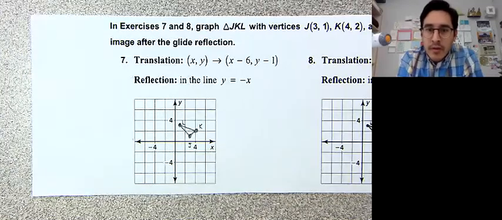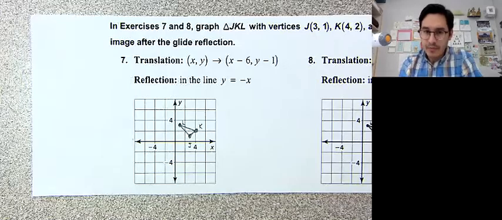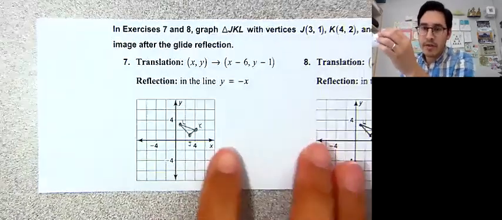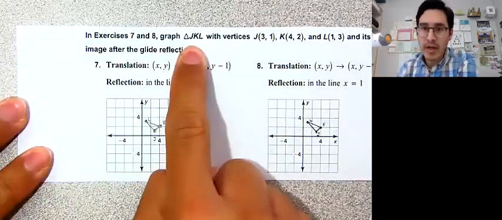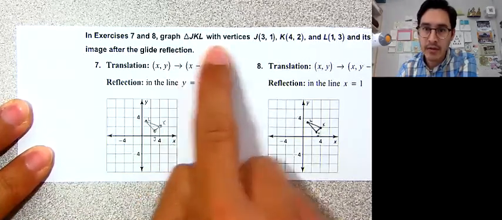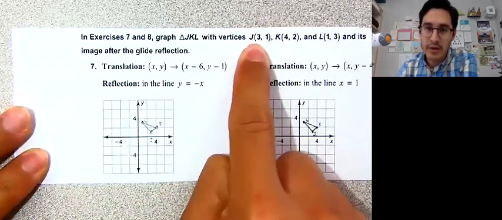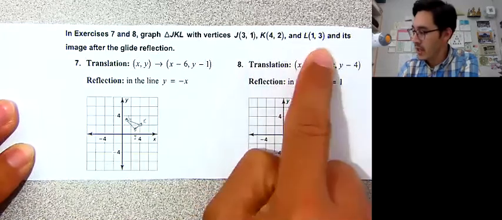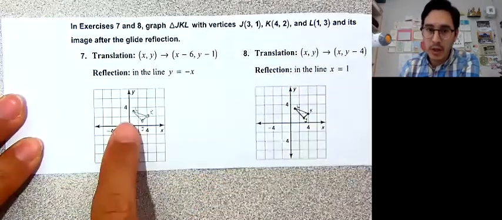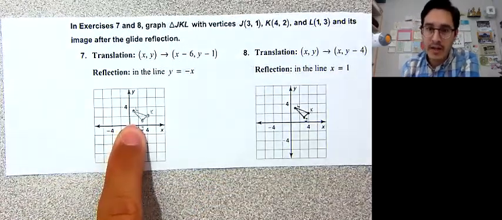In this video, I'm going to go over how to perform a glide reflection, which is really just a combination of translating or shifting a figure and then reflecting it over a line. For both of these problems, we are starting with a pre-image, which is a triangle JKL, with the points at (3, 1), (4, 2), and (1, 3). I've already pre-drawn that image.